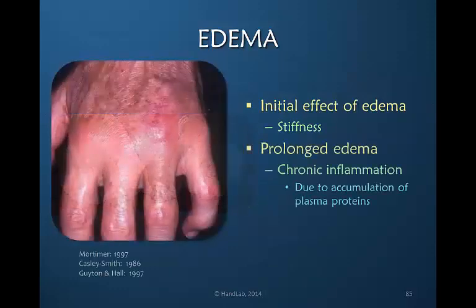to move. But if the motion does not improve, prolonged edema continues and becomes a chronic inflammatory response. Because of the inability for the lymphatic flow to occur at its normal rate, there is an accumulation of the plasma proteins. So we need to reduce the initial effect of edema to create motion to prevent this chronic inflammation, which results in fibrosis.